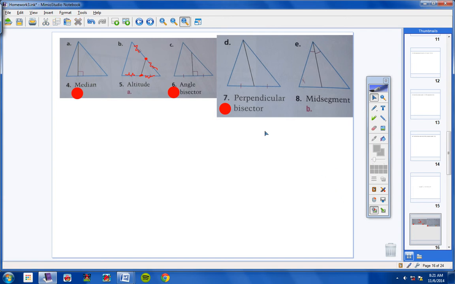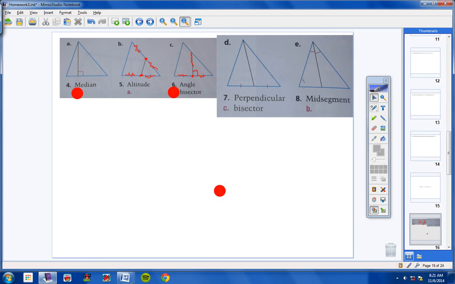Okay, there we go. Now, triangle C. What we have here, guys, is a segment that's drawn from one side to another in such a way that, notice this segment here is congruent to this segment here, so this is the midpoint, and it's also perpendicular. So this line right here is called a perpendicular bisector, okay? So number 7 should have the letter C with it.